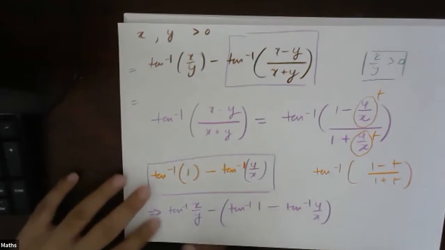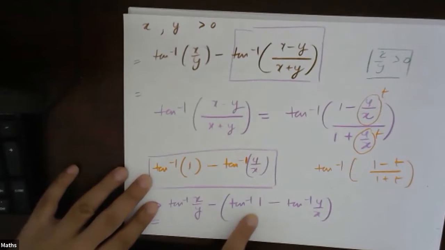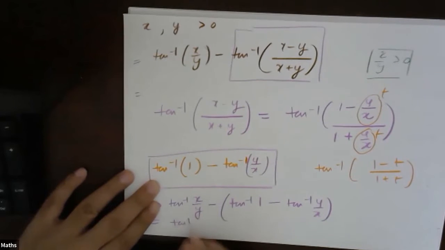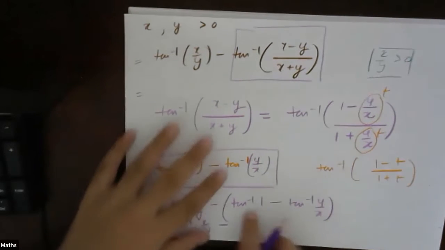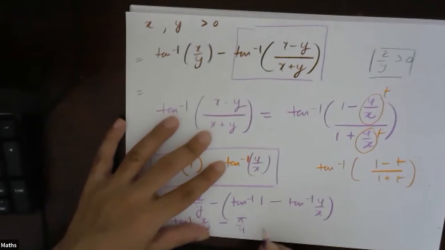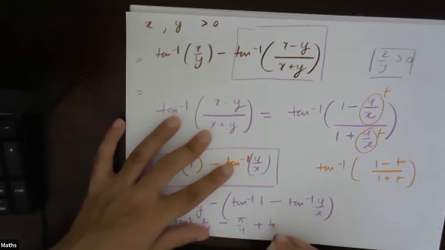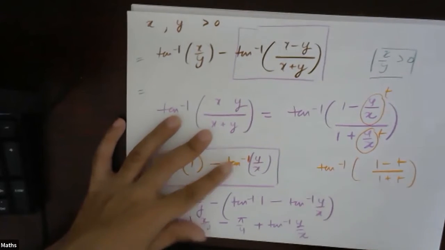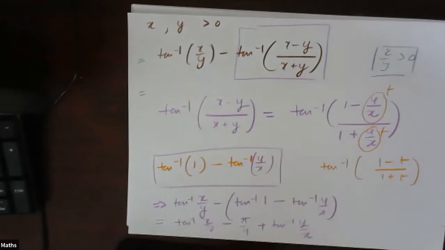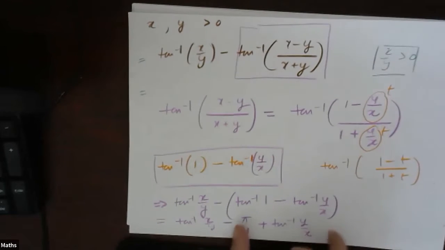This will get simplified further: tan inverse of 1 is nothing but pi by 4. So this is tan inverse of x by y, minus pi by 4 plus tan inverse of y by x. Till here, just copy down and check if you understood. Everybody understood till this part?